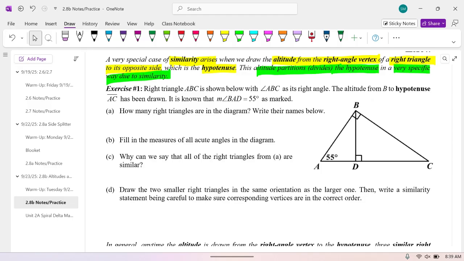So my cut that I made right here, that's my altitude. All right. I cut it from the original 90-degree angle all the way to the opposite side. And because of that, it created two new right triangles. Now the question is, are these right triangles similar to each other? And that's what we're about to find out. Okay. So we went from having one right triangle to having three right triangles. And now we're going to find out if they're similar.